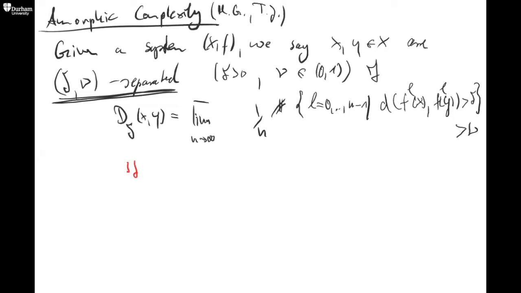If (X, f) is a subshift, we won't see right now why this is of importance, but we will see at the end of the talk. So if (X, f) is a subshift, then d_theta is a pseudometric.